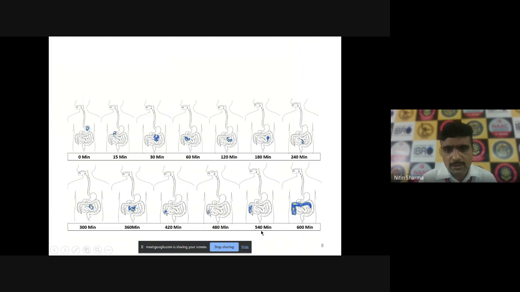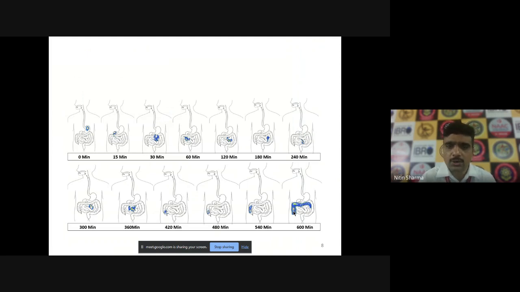But at the 440 minute, the drug release has now started, and at the 600 minute, the whole colon is filled with the drug, which is a clear indication that the product we have prepared is preventing drug release in the upper GIT, but allowing drug release specifically at the colon side.